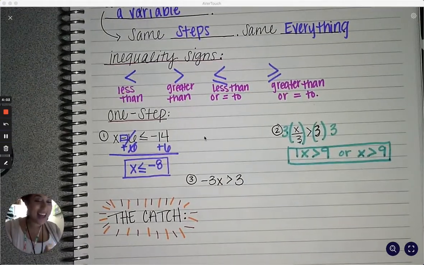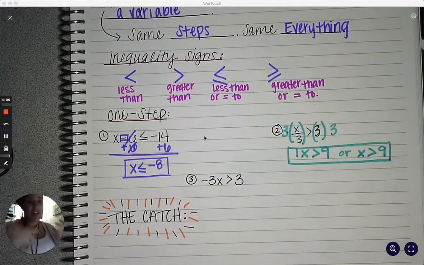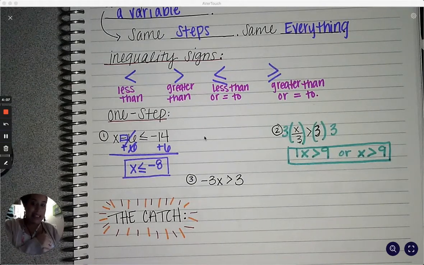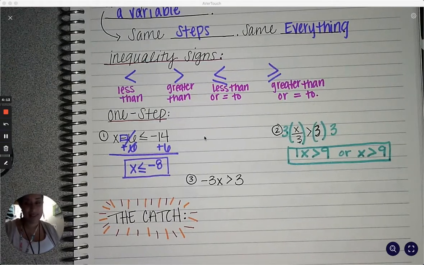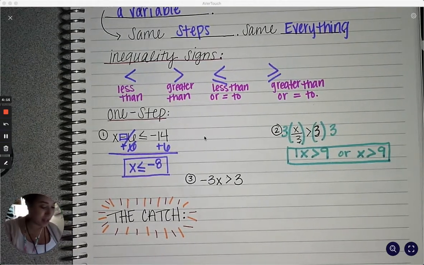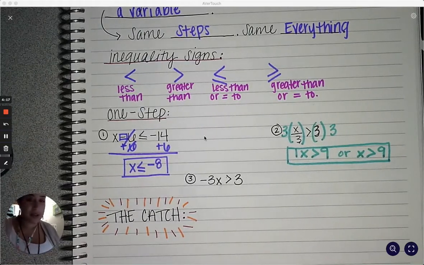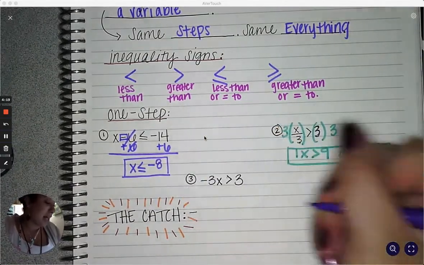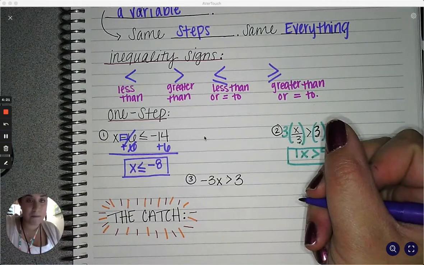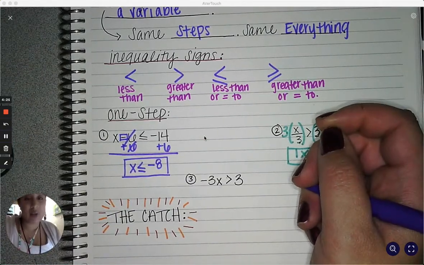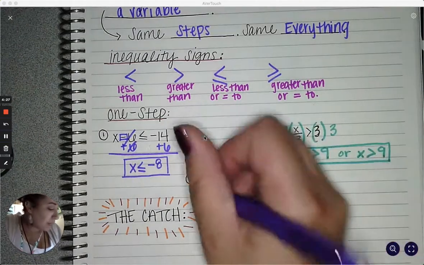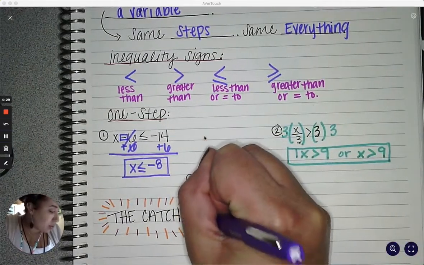Okay, negative 3x is greater than 3. I was going to try and solve it and then have it be wrong and all that fun stuff, but there's the catch. Okay, so let me tell you what the catch is. The catch is when we multiply or divide by a negative number, the inequality switches direction.